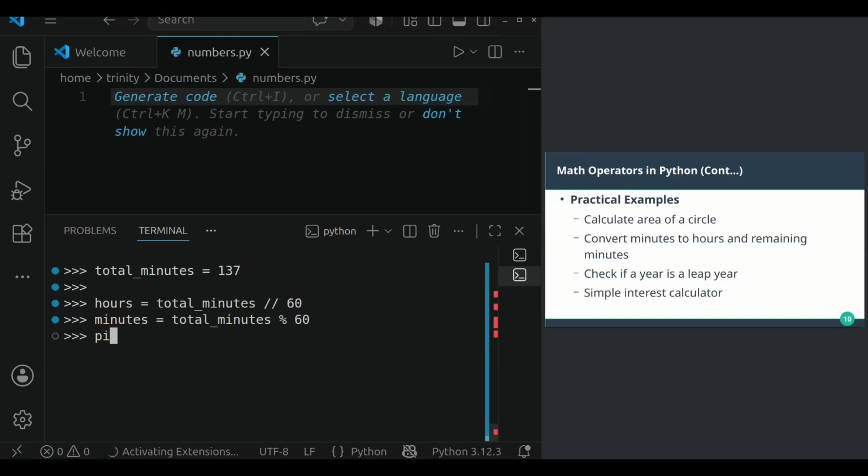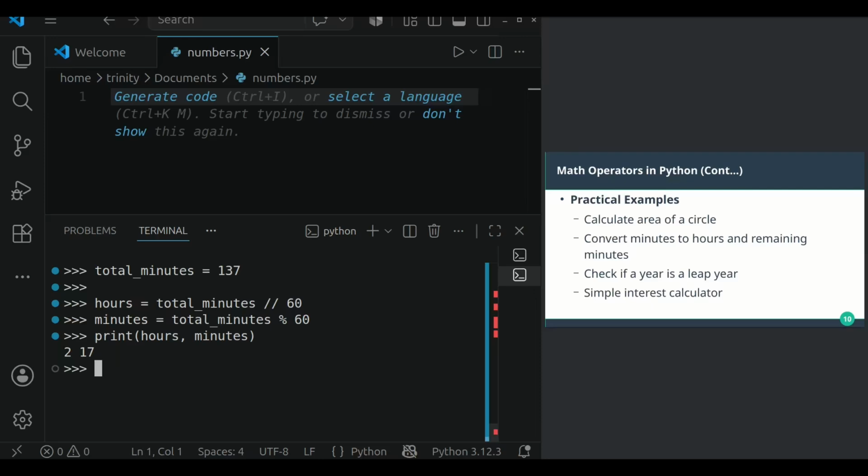Lastly, we can print this out. We can say we have, print hours, we separate each with a comma, and minutes. So there we have it. We have 2 hours and 17 minutes.